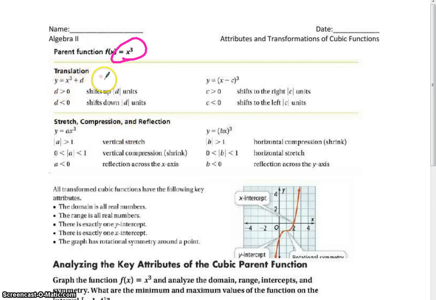As far as translations, if you add a number at the end, it's going to go up. If you have x to the third minus a number at the end, it's going to go down. If you have a number trapped inside with x, remember this is a horizontal move, and horizontal moves do the opposite of what you would expect. So if it's x minus c to the third, it's going to go to the right. And if it is x plus c to the third, it's going to go to the left.